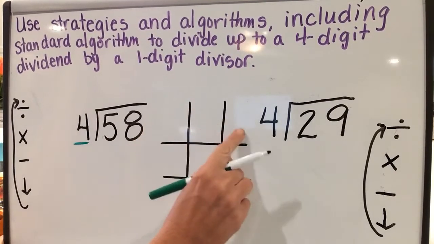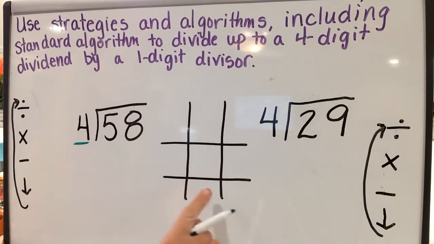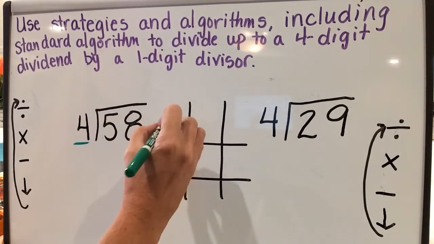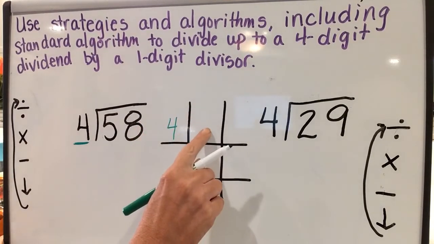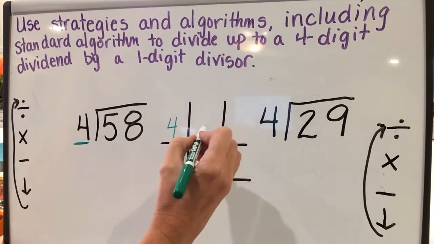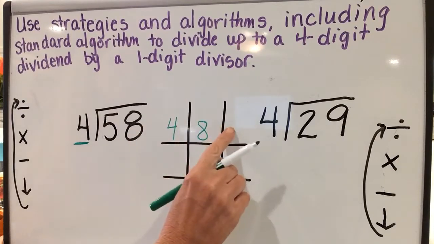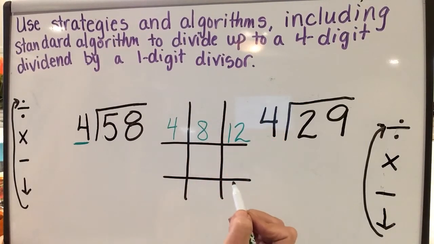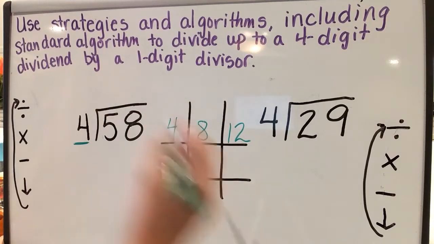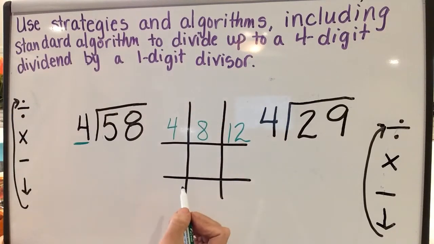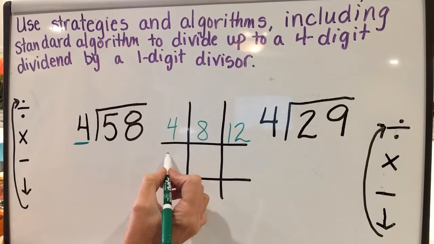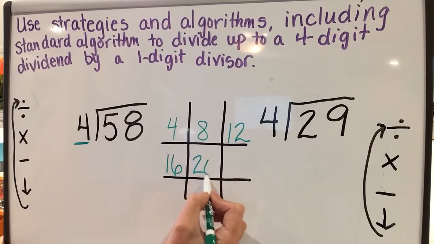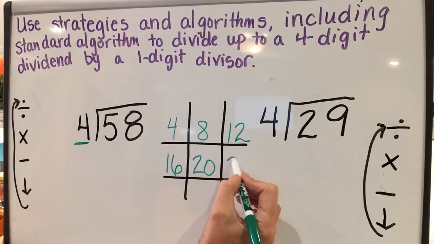I've got 9 boxes here, and this will help me because I can think 4 times 1, the first box, is going to be 4. 4 times the second box, that's 4 times 2 is 8. 4 times the third box is 12. Now these are your multiplication facts that you should know by heart, but if you don't, it'll really help you to go through the division much quicker. 4 times 4 is 16. 4 times 5 is 20. 4 times 6 is 24.